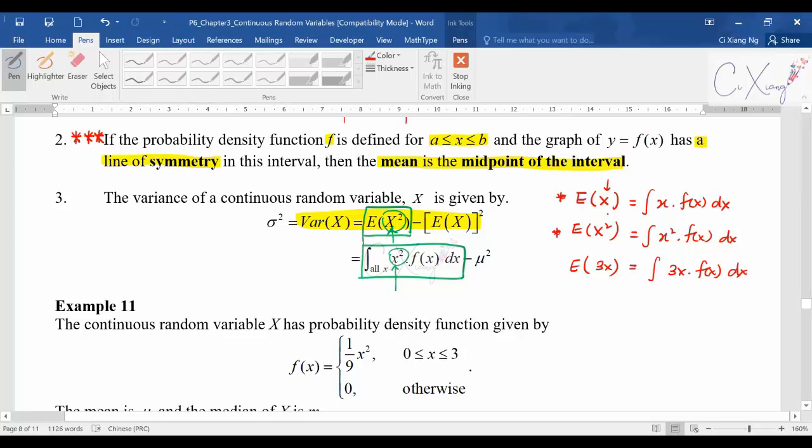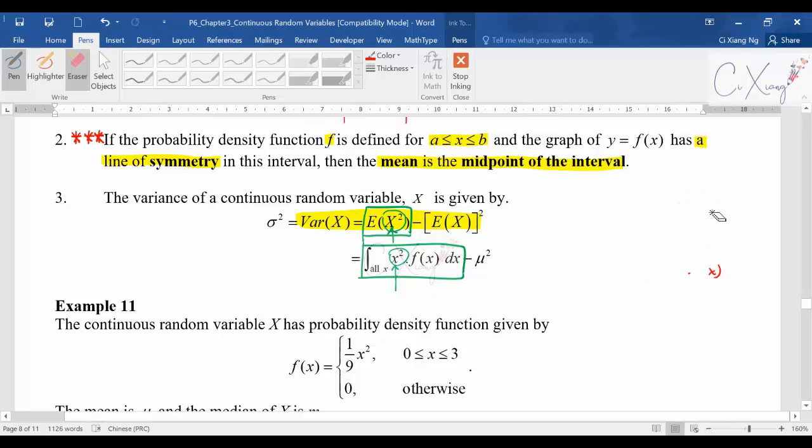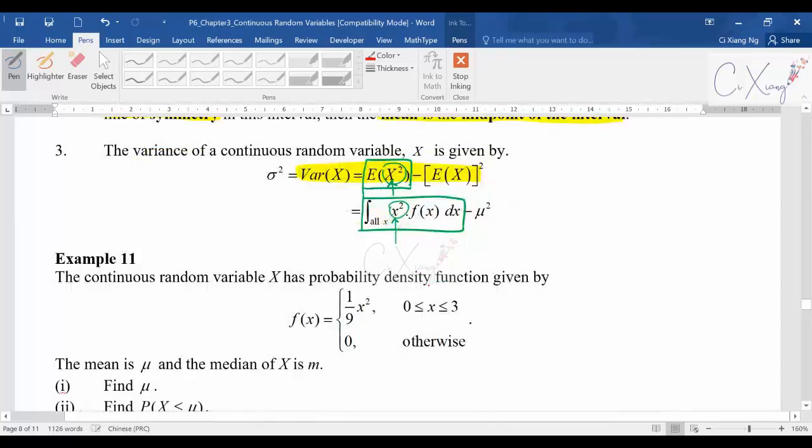When you have x, multiply the x with the function. If you have x squared, multiply the x squared with the function. So this is what we have for calculating the mean and also the variance for a continuous random variable. Maybe you can start doing it now.